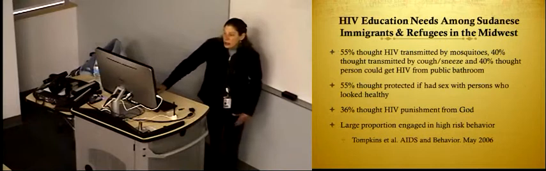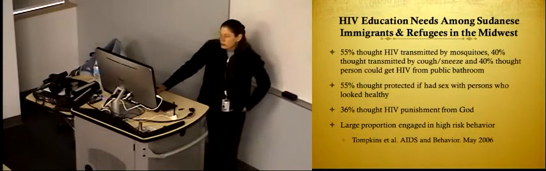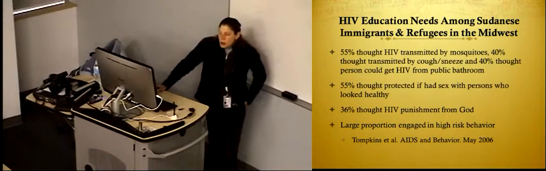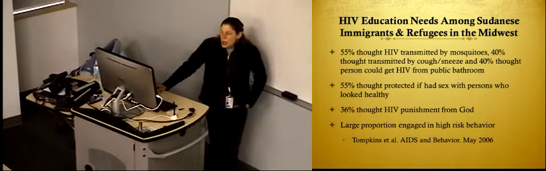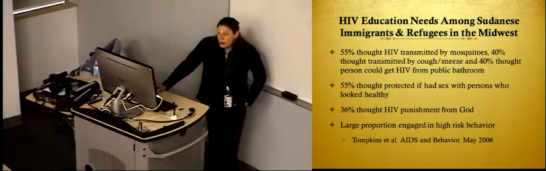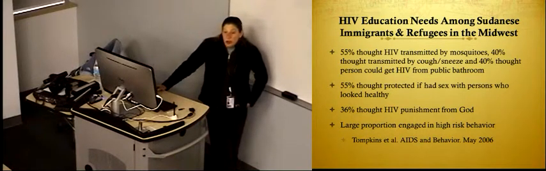So this is a study out of the Midwest. I think this is in Minnesota, can't remember now. They looked at the HIV education needs for Sudanese immigrants and refugees. And this is what they found. 55% thought that HIV was transmitted by mosquitoes. 40% thought that it could be transmitted by a cough or a sneeze. Equally, 40% thought you could get HIV from a bathroom. And 55% thought that having sex with someone that looked healthy would protect them against HIV.